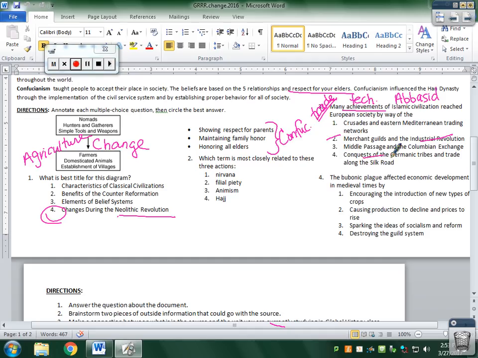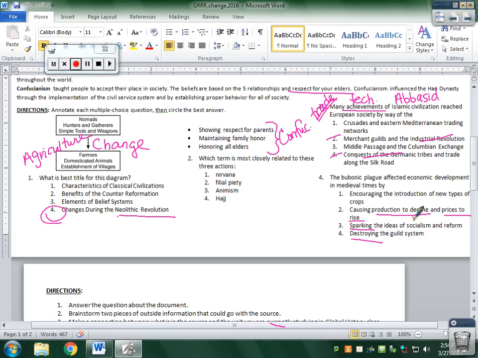And then the conquest of the Germanic tribes actually reduced trade in Western Europe. So you've got two choices now. I would suggest you go back and look over the information about the Crusades to see if that fits. And finally, number 4, the bubonic plague affected economic development in medieval times by encouraging the introduction of new types of crops, causing production to decline and prices to rise, sparking the ideas of socialism and reform, or destroying the guild system. So you want to pay extra close attention to the verbs here.